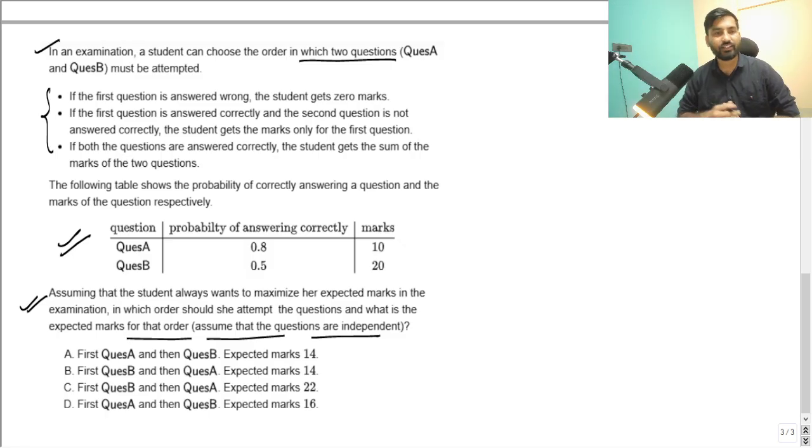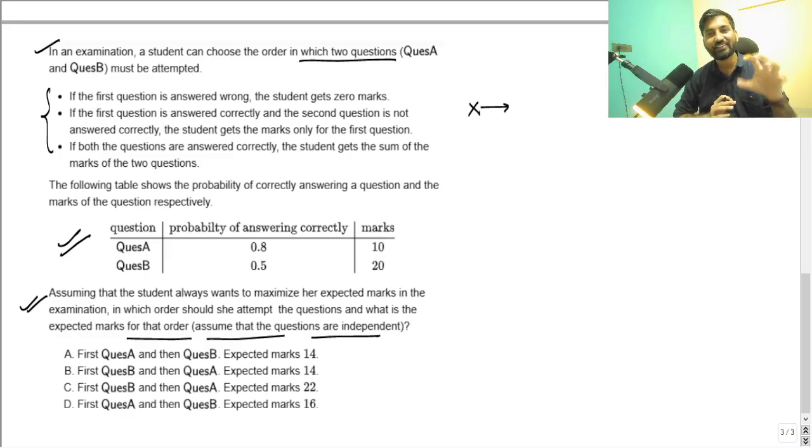So what we have to find here is, if you choose the very first question, that is question A, then we find the expected marks. Let's say we have a random variable x, which takes the value of the marks that you obtain. So how do we compute expectation? The expectation of the random variable is x times the probability. It's a very simple question.